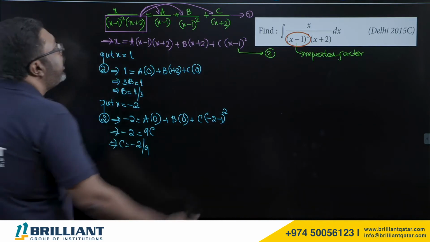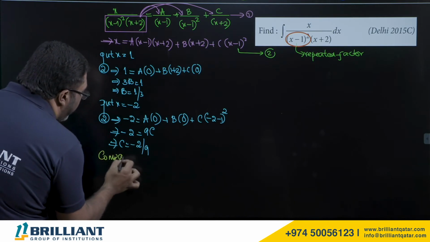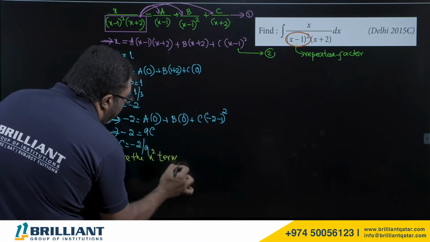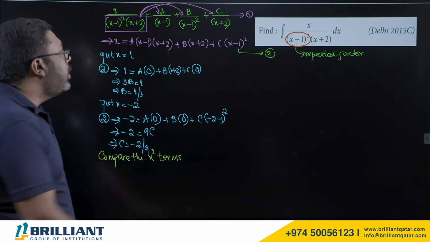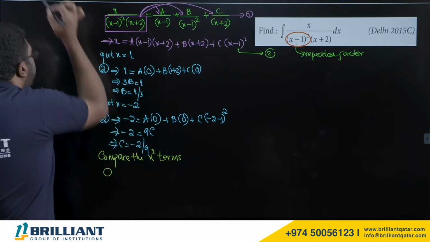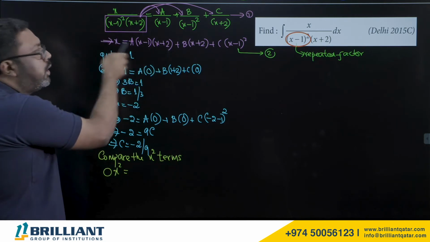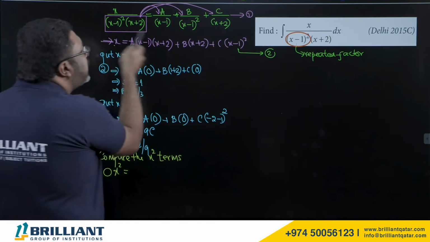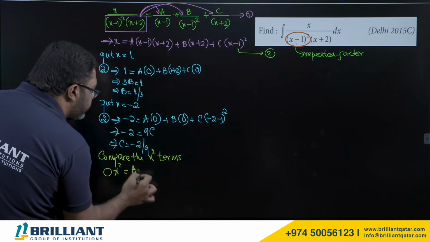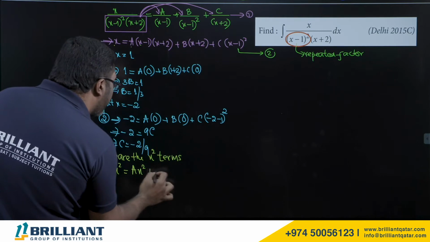The third one will be like comparing terms. I'm going to compare the x squared terms. When you look at it, the left hand side has 0x squared. Can you see there are no x squared terms on the left hand side? But when you come to the right hand side, you can see that there is an ax squared, and then you can see there is a cx squared.